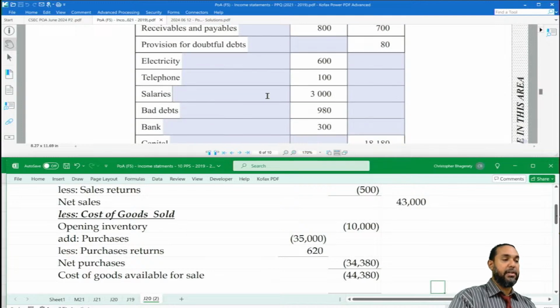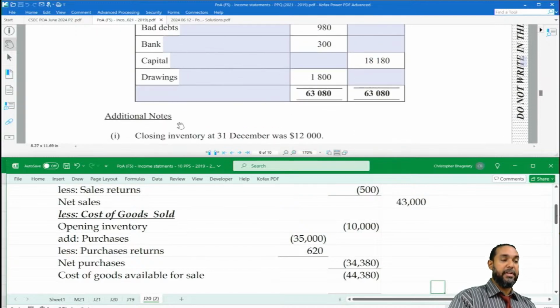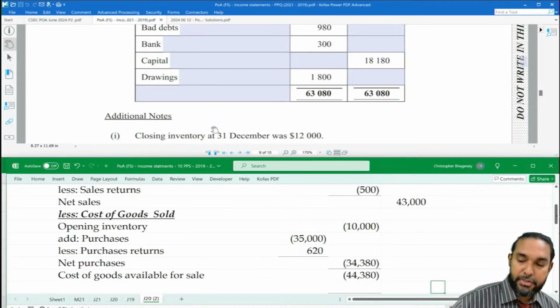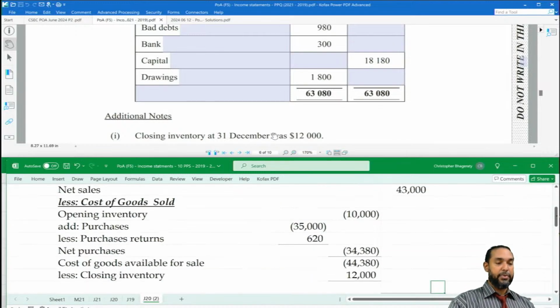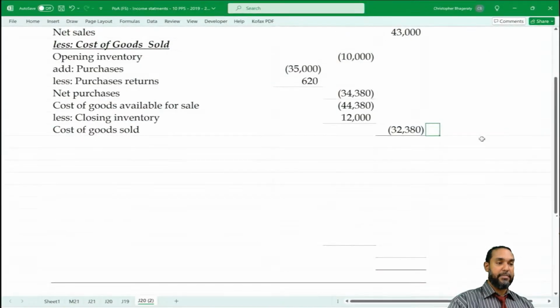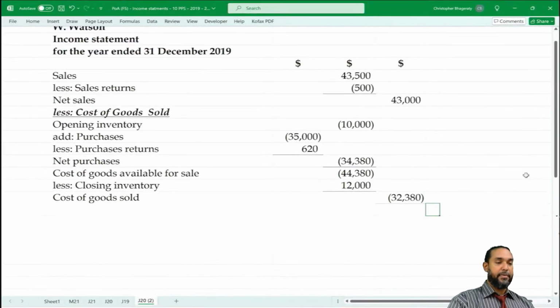From that, we subtract closing stock, and your closing stock is in your additional notes there. That's not going to be in your trial balance unless you have what you call an adjusted trial balance, or you already have your trading account done, which we don't. We are actually currently doing that. So your closing stock or your ending inventory will usually be below your trial balance in your additional notes. So that's 12,000. 12,000 from the 44,380 will give us 32,380. And you're subtracting that from the 43,000 to get the 10,620, right?